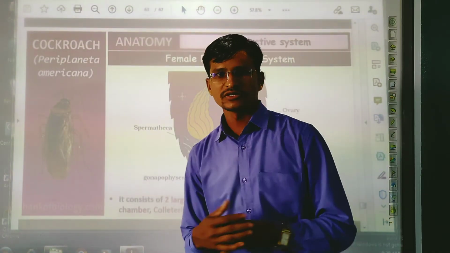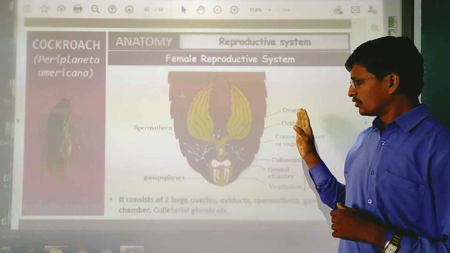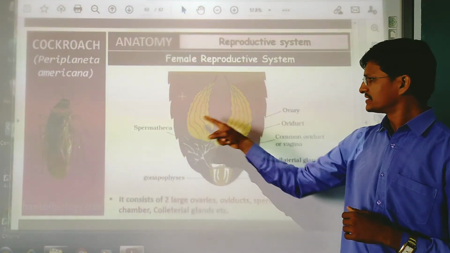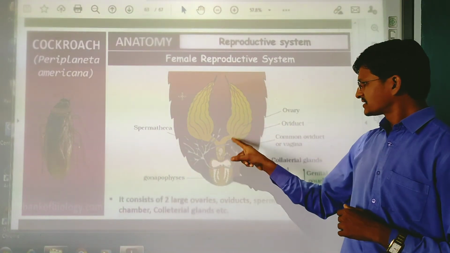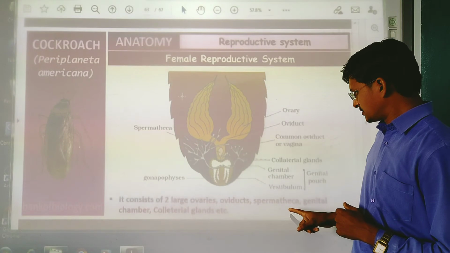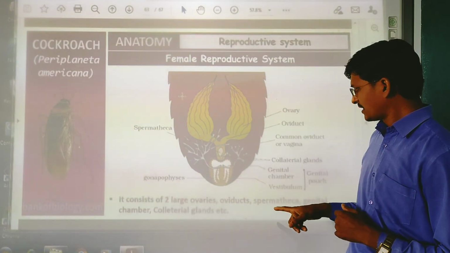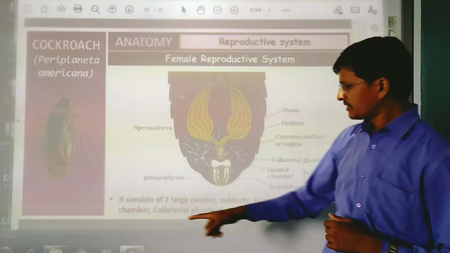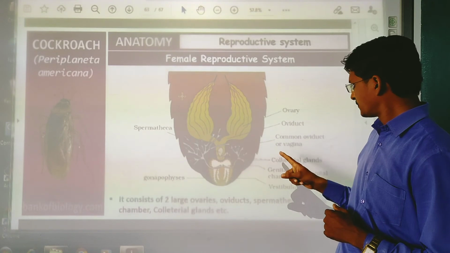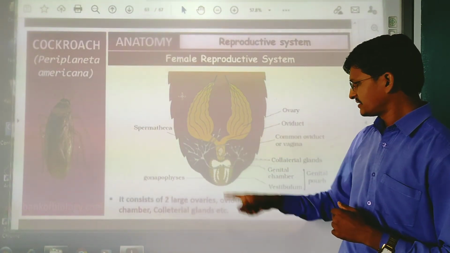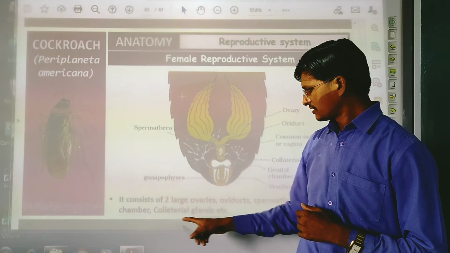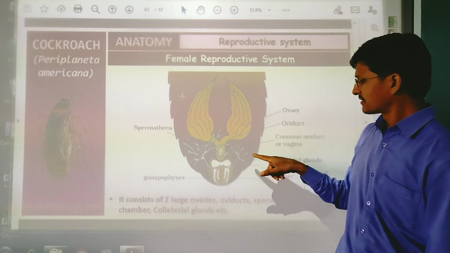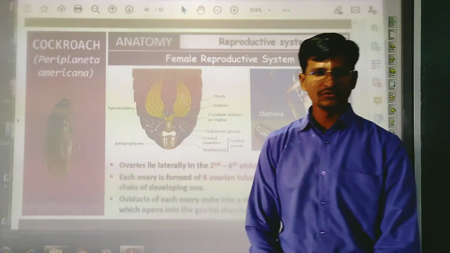Next is the female reproductive system of the cockroach. It consists of 2 large ovaries. You can see 2 large ovaries. Oviducts, these are the oviducts. Then spermatheca, you will observe here. These are the spermatheca. And genital chambers, these are the genital chambers. And collaterial glands, that is collaterial glands. So this structure you need to draw in the exam.